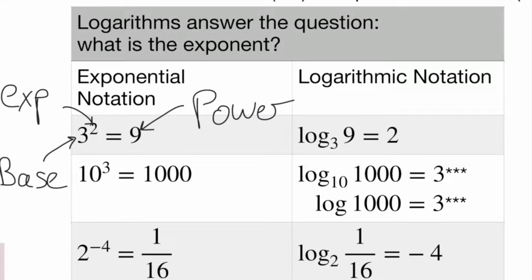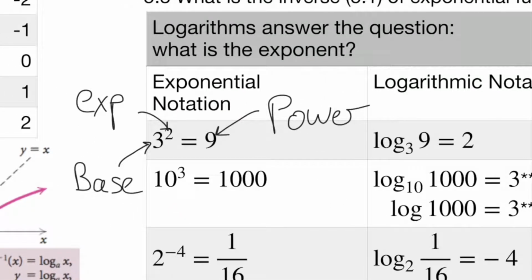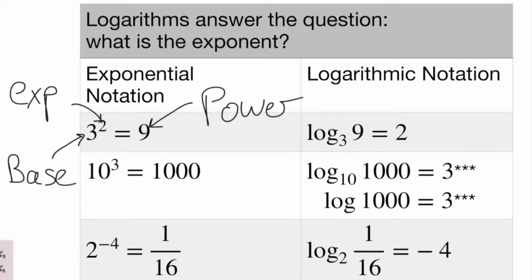Here's what I mean. Exponential notation would look like this: 3 squared is equal to 9. I want you to get really good at identifying these three parts of this kind of equation. We've got exponent, base, and power. The power is 9, the base is 3, the exponent is 2. So if you wanted to translate this into logarithmic notation, you'd write it like this. Log, that's short for logarithm, base 3, remember here's the base, base 3, power is 9, and what is the exponent? It's 2.